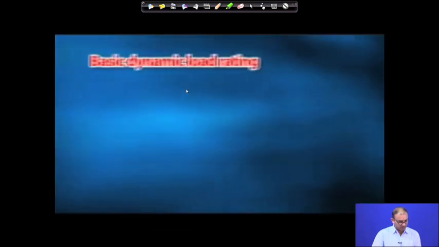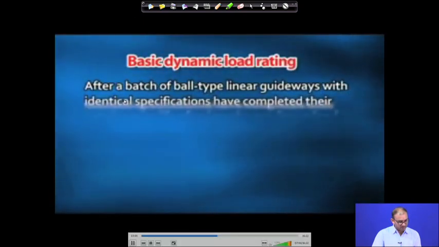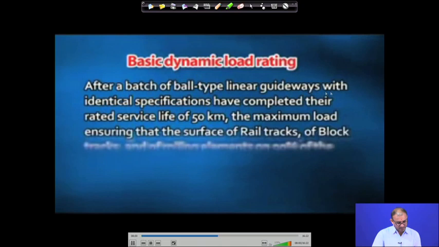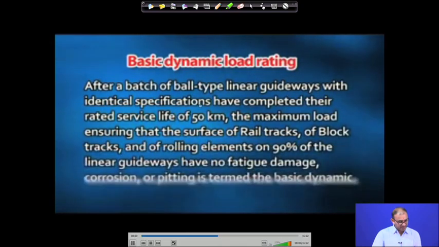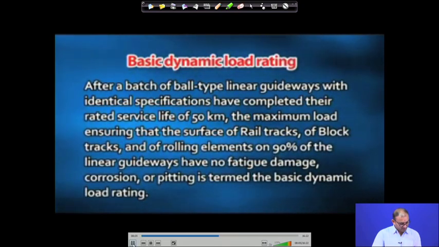The weight that everyone carries at this point is termed the load carrying capacity. So, how can you define this? After a batch of ball type linear guideways with identical specification have completed their service life, consider the service life is 50 kilometers. And the maximum load ensuring that the surface of the rail track, block track and rolling element on 90% of the linear guides have no fatigue damage, corrosion or anything.